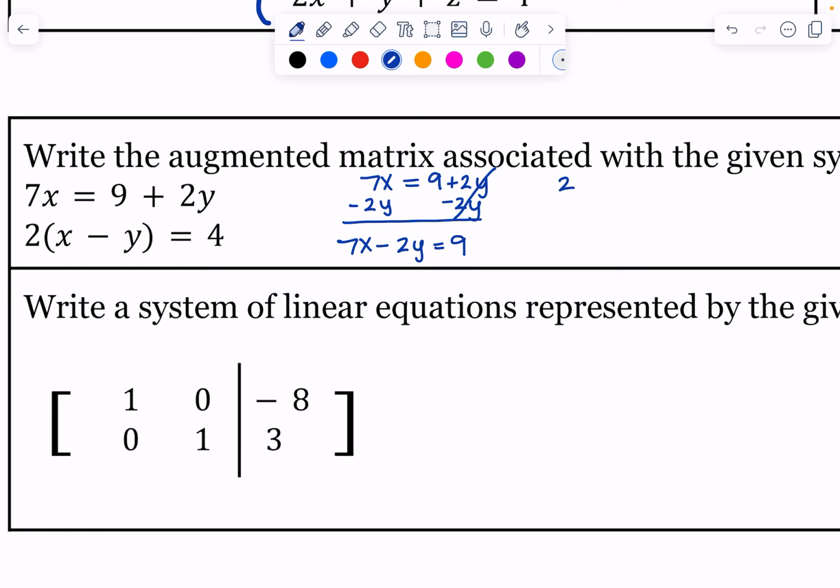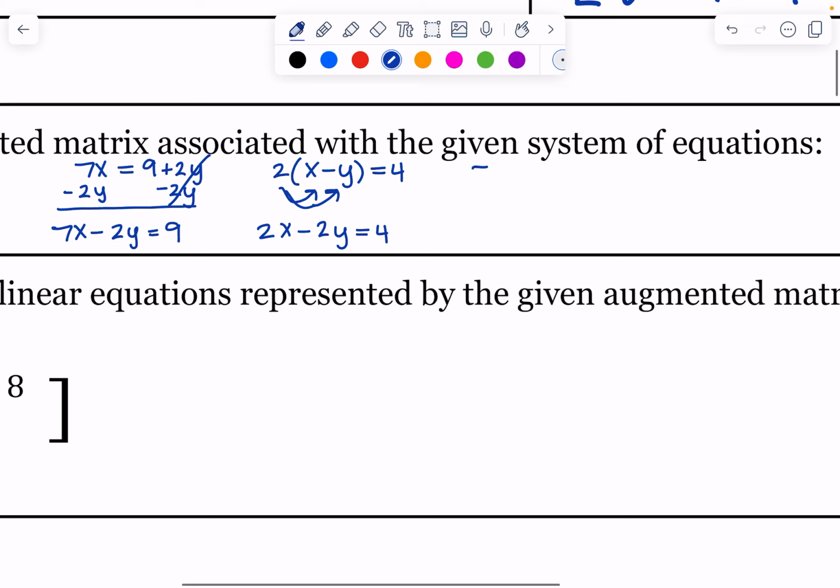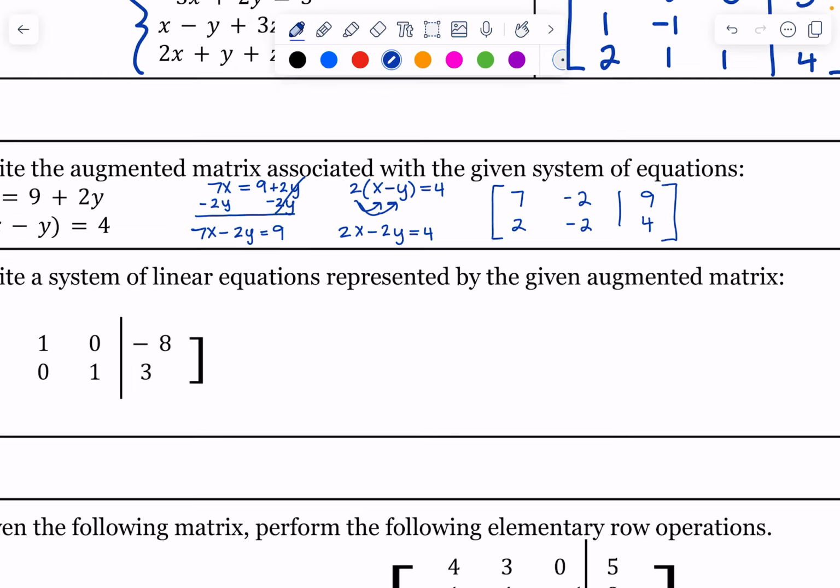That's in standard form, so I'm good on that one. Then I'm going to look at my second equation, 2 times x minus y is equal to 4. I'm going to distribute this 2, and I get 2x minus 2y is equal to 4. Now I have two equations in standard form, so I can write this as an augmented matrix. From the first equation, I have 7, -2, 9. And for my second equation, I have 2, -2, 4.